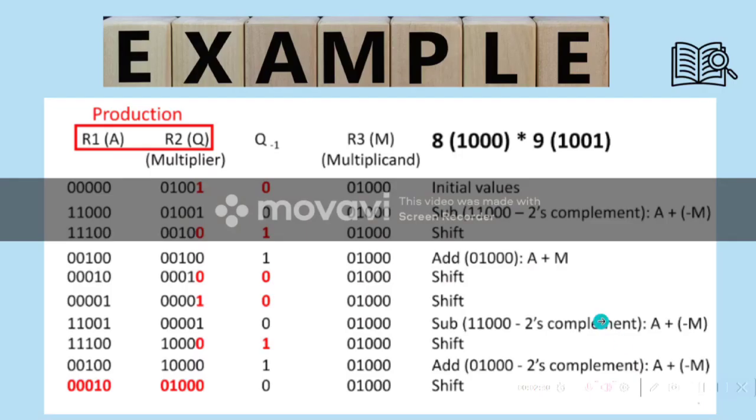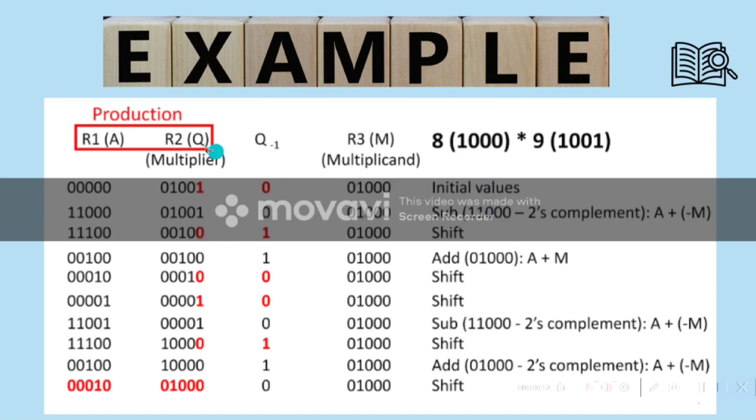So now let us try to understand the Booth's algorithm using an example. We have taken here an example of 8 into 9. This is the binary representation of 8, and this one is the binary representation of 9. All the values we have assigned as per the flowchart. So the multiplier we have assigned as 1001, which is the value of 9. Q minus 1 as 0. Accumulator as 0.